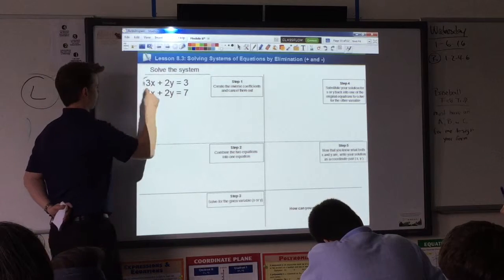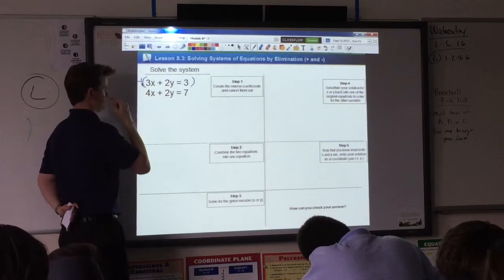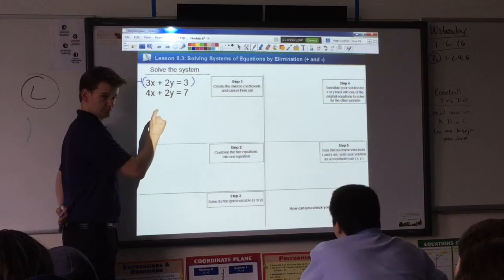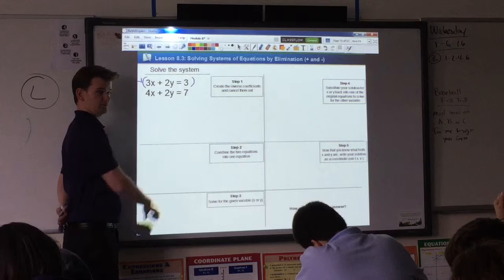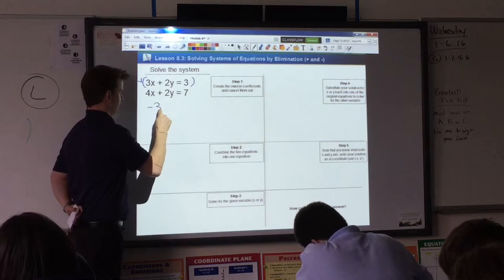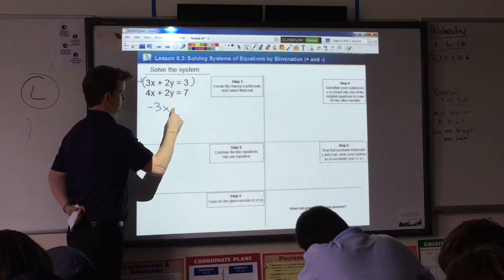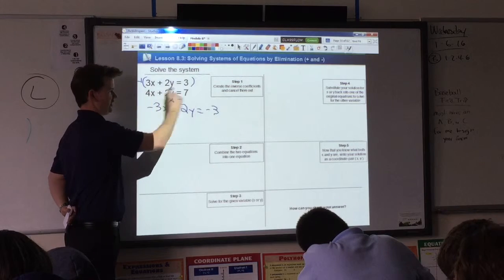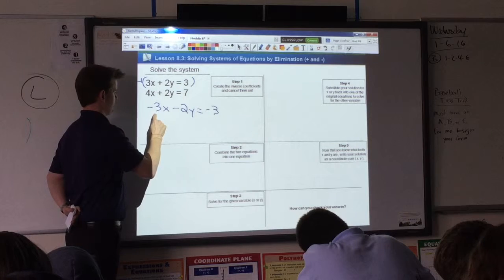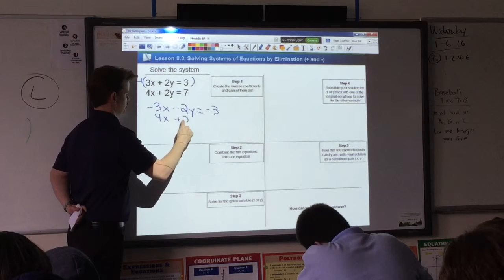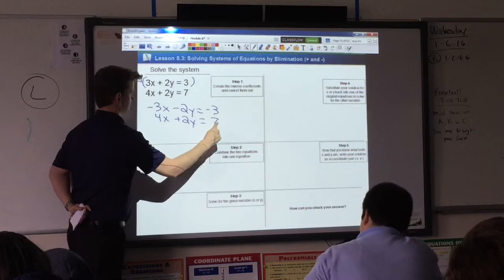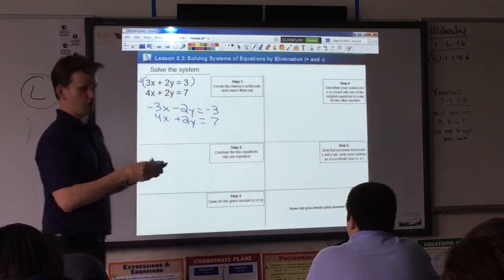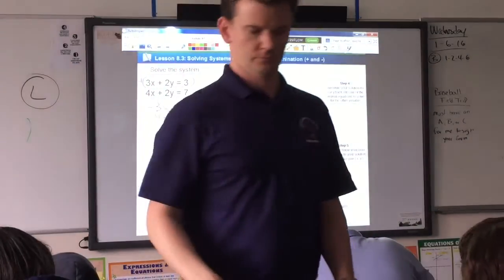Top. Alright. So we're gonna multiply this by negative 1. So you tell me, what am I writing down here? We're gonna rewrite it. What am I gonna write? The top one or the bottom one? You start with the top. So it's negative 3x minus 2y equals negative 3. And this one, is it changing at all? No. So we'll just bring that one down. And that's going to be 4x plus 2y equals 7. Once I have those, what is the next thing I got to do? Ali. So once you find these.